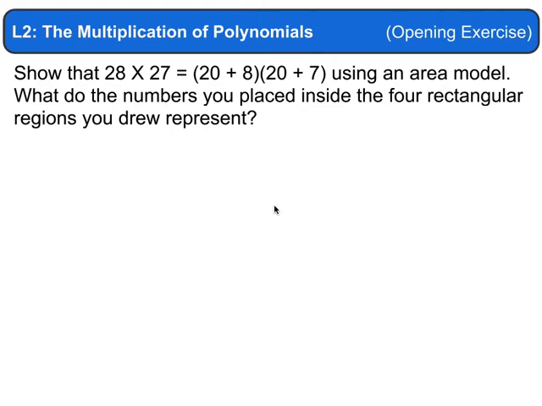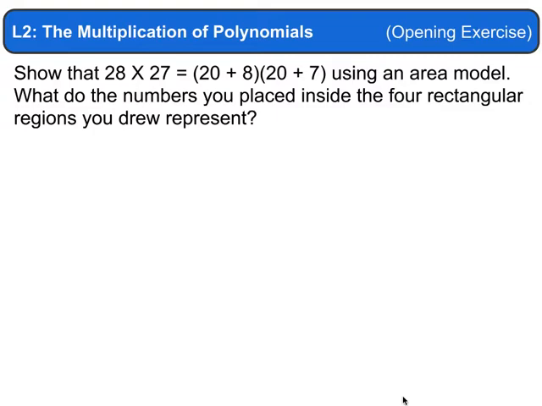We're going to start with lesson 2, the multiplication of polynomials. So in this video, we'll start with an opening exercise that's found at the beginning of this particular lesson. And it says, show that 28 times 27 is equal to 20 plus 8 times 20 plus 7 using an area model. What do the numbers you placed inside the 4 rectangle regions represent that you drew?